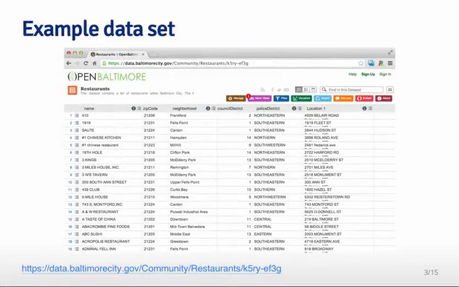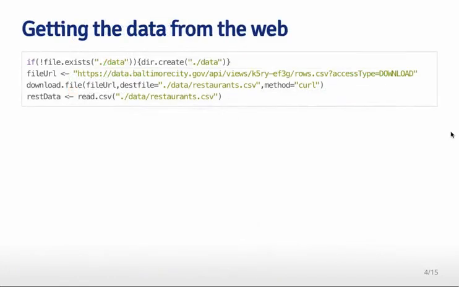So we're going to be using this Baltimore restaurant data set as an example. Again, you could go to the URL and then click over here on this export button to get the URL for a particular version of the data set. In this case, I'm using the CSV version. Again, I see if the data directory exists. Then I download the file from the internet and I load it into R using read.csv. Now I've got a dataset, restData, which is the restaurant data that was created from this dataset.